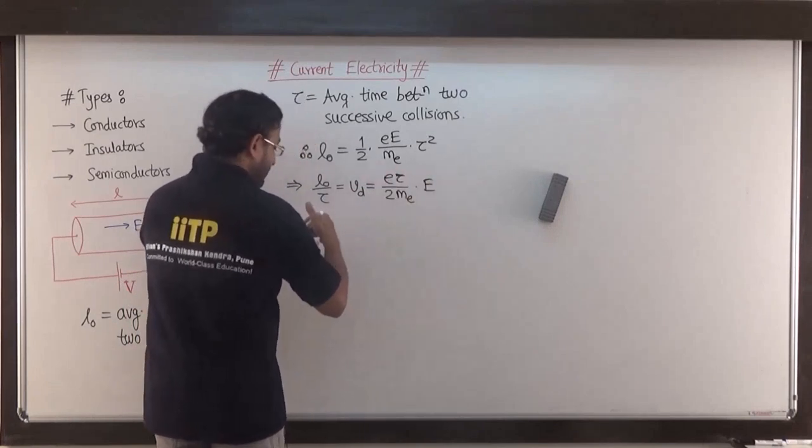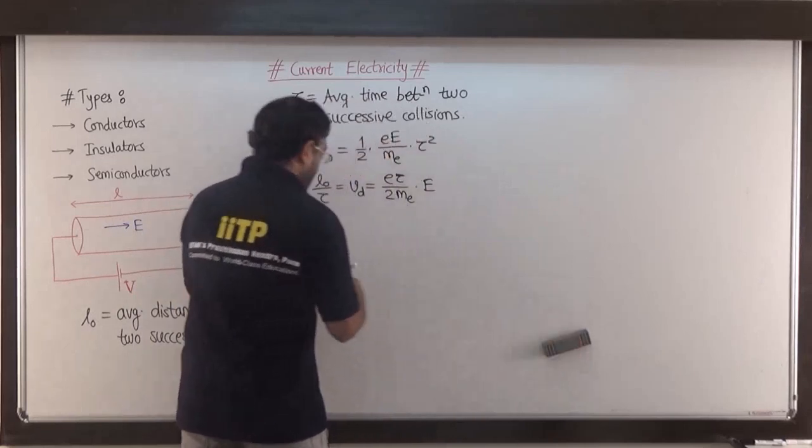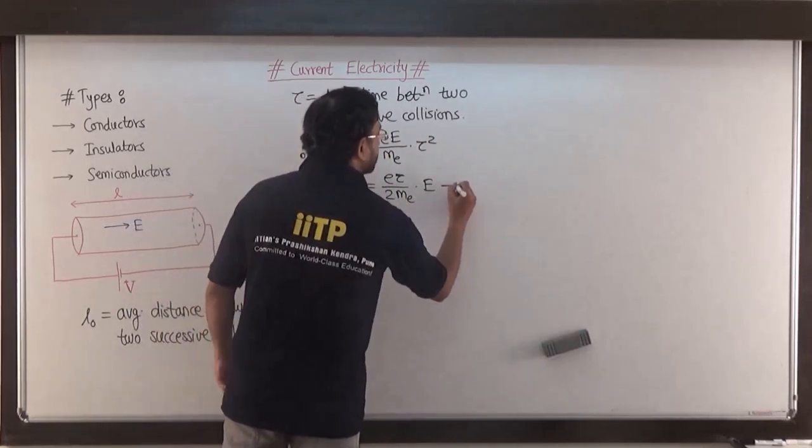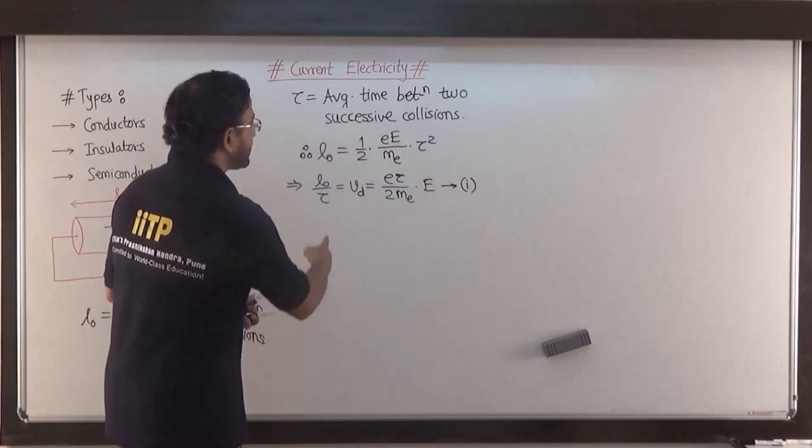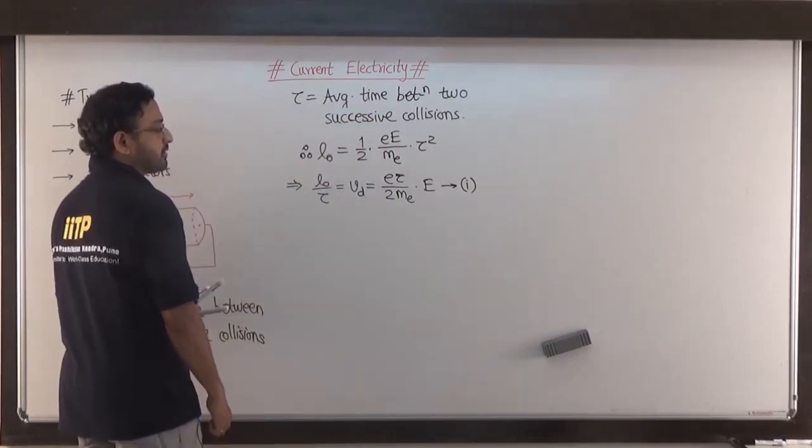So we will maintain this quantity. It is an important quantity, and we'll call this equation 1. So that is one result we have obtained there.